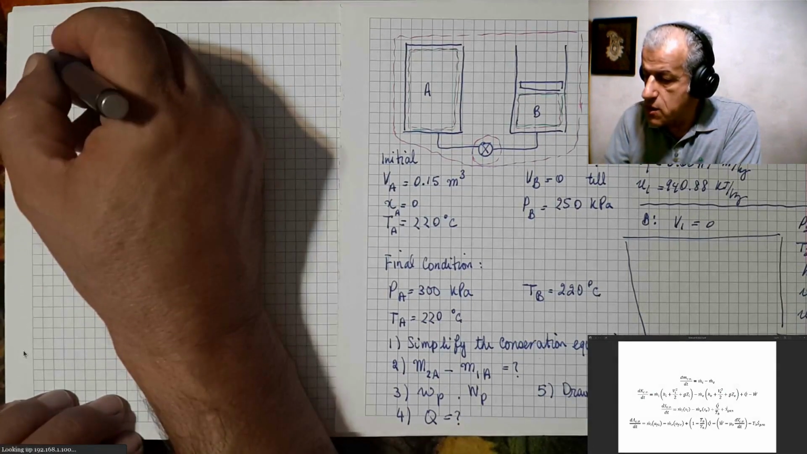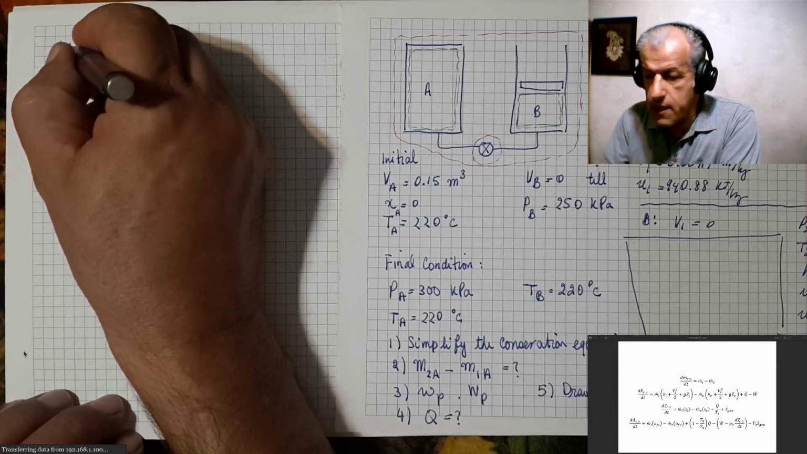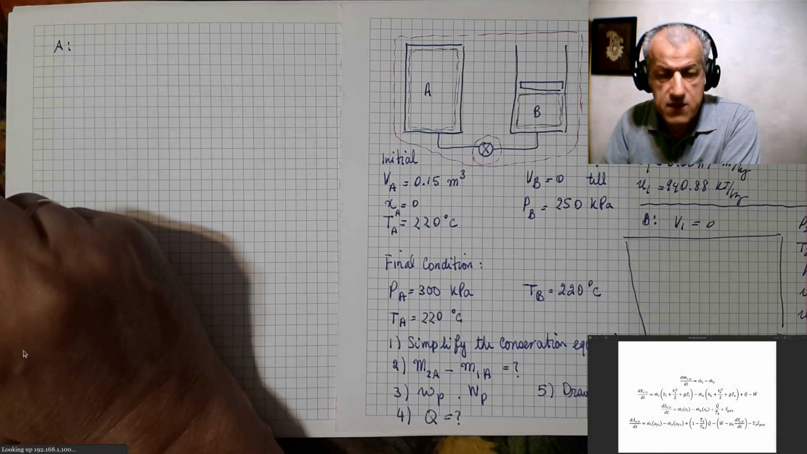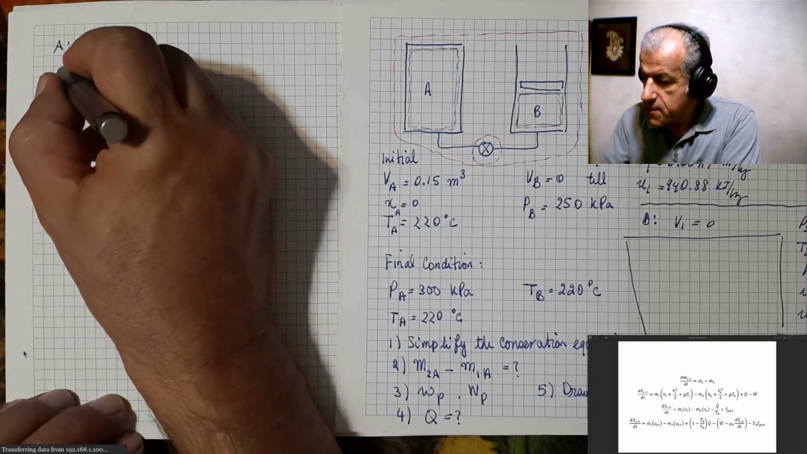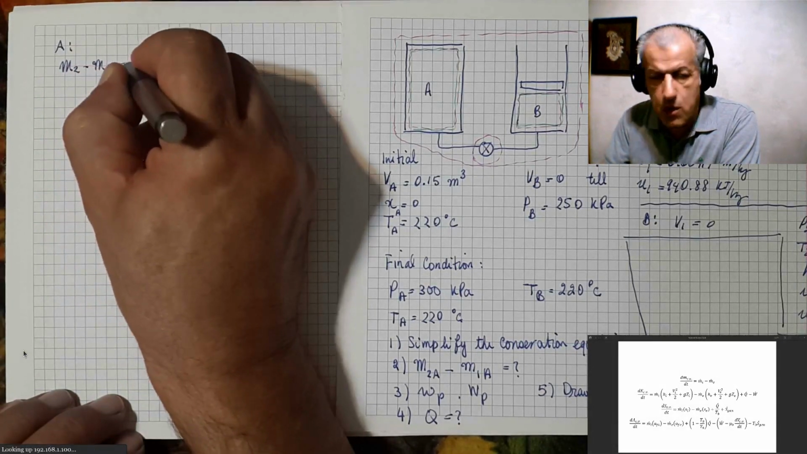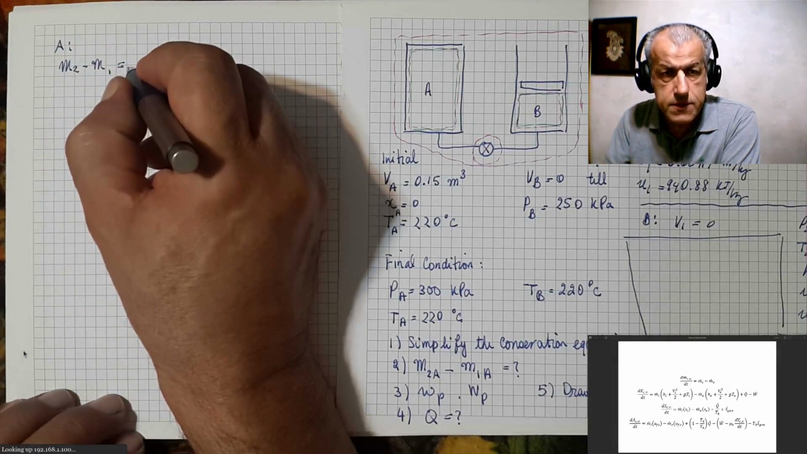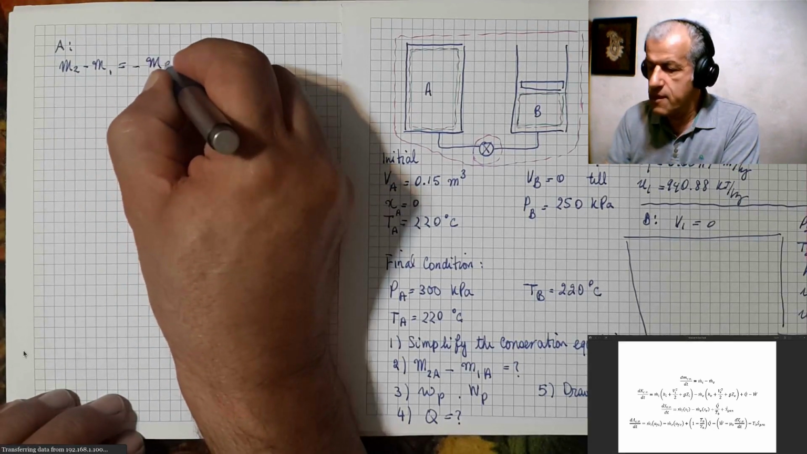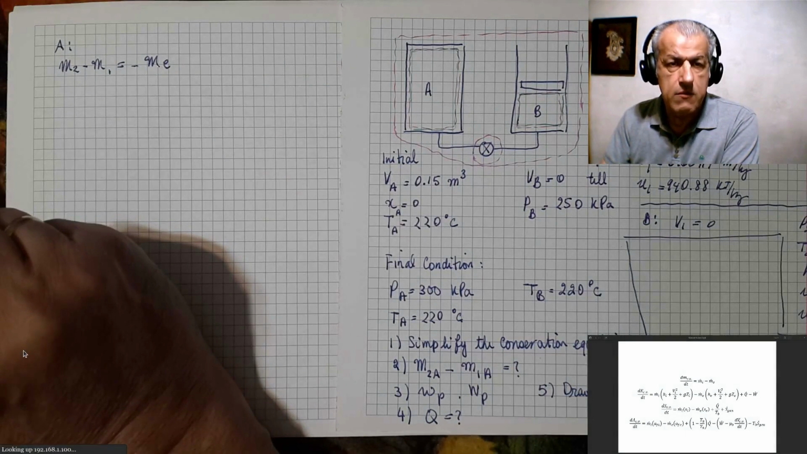let's start with A. For control volume A, the mass conservation law tells us that M2 minus M1 equals, there's no mass that enters, but there's mass that exits. So this equals minus ME. And that's how we simplify the mass conservation law.